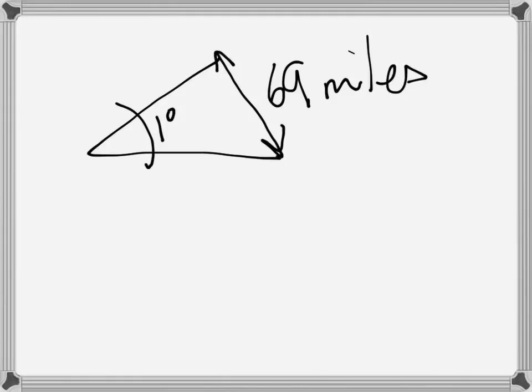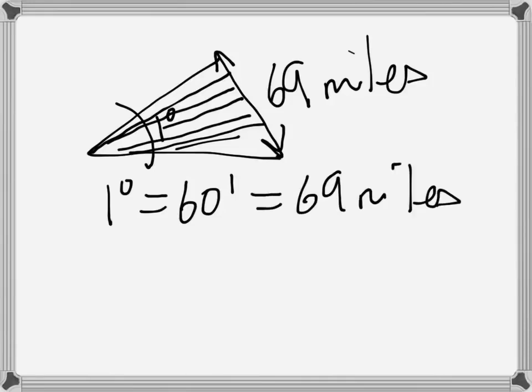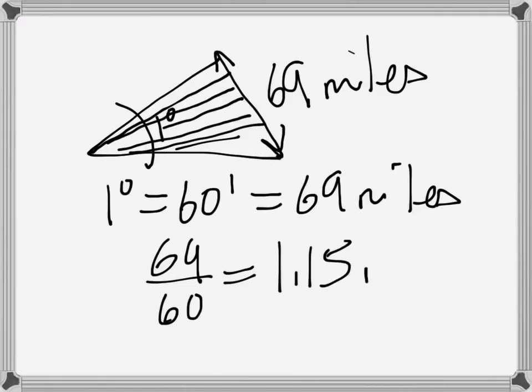Now let's say I want to break this down into a finer part. Well, what I can actually do is take this degree and break it into 60 equal parts. So 1 degree is going to equal 60 arc minutes, so a little tick mark. So 1 degree equals 60 arc minutes, and that equals 69 miles. Well, now I can just do a little bit of math. I can divide 69 miles by 60, and that equals about 1.15 statutory miles. So, we know that 1 arc minute equals about 1.15 statutory miles.